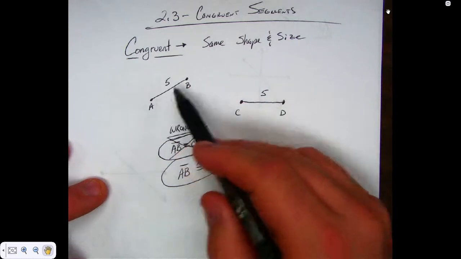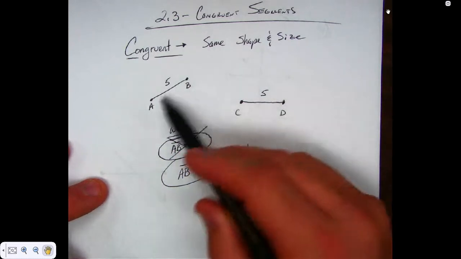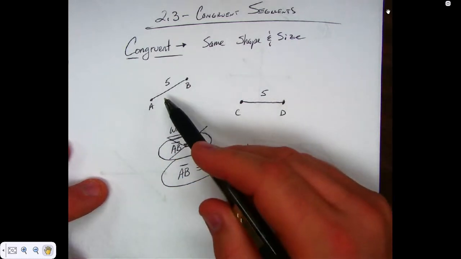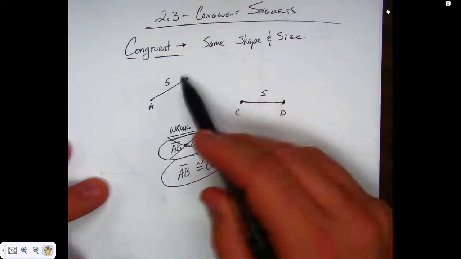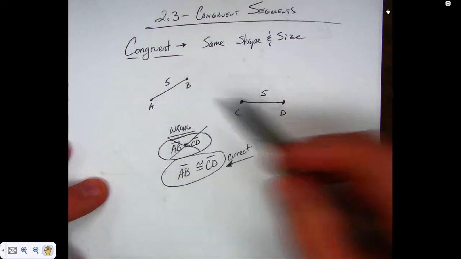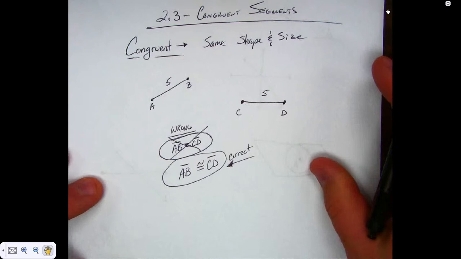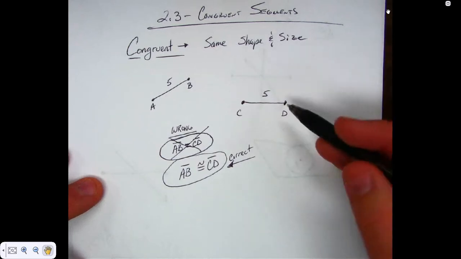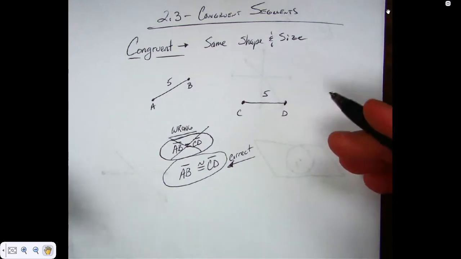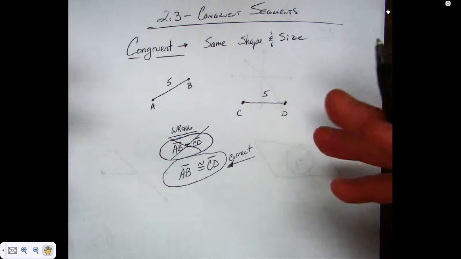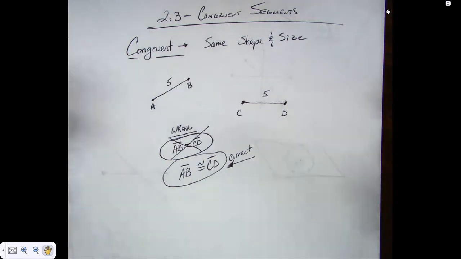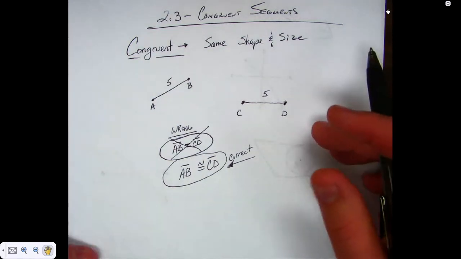Now, you say, well, they don't look like the same shape, they're not angled the same way. Lines don't have a shape, okay? But they're the same size, so segments don't have a shape, so that works for that. We'll talk about shape when we get to rectangles, when we say this rectangle is congruent to this rectangle or something like that. Then shape will come into play.